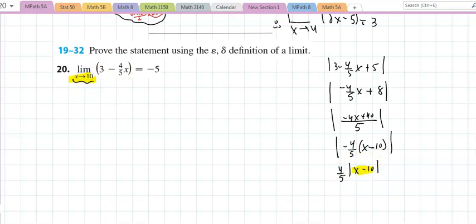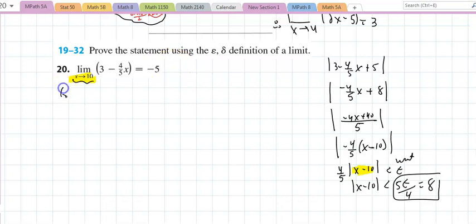I have control over this. When I say give me a number close to 10, you could choose it to be as close to 10 as you like. I want this to be less than epsilon. Set it to be less than epsilon. And solve it. That means if I choose this to be less than 5 epsilon over 4, which is my delta, I'm in good shape. And when I do that proof, look at that now.